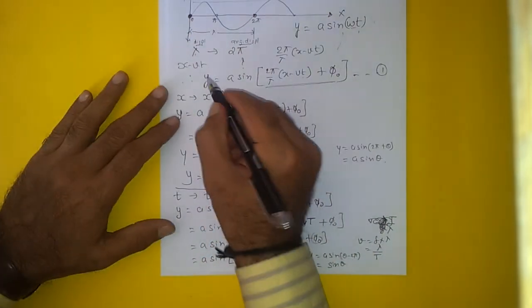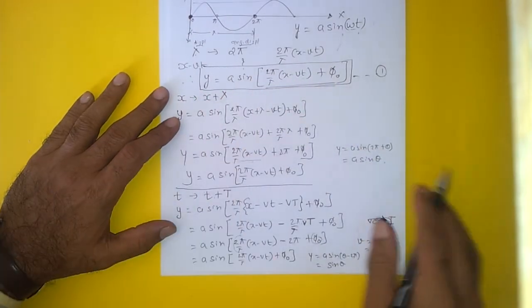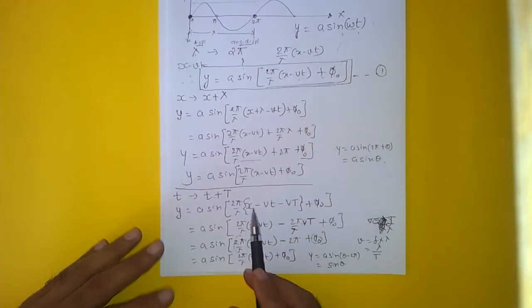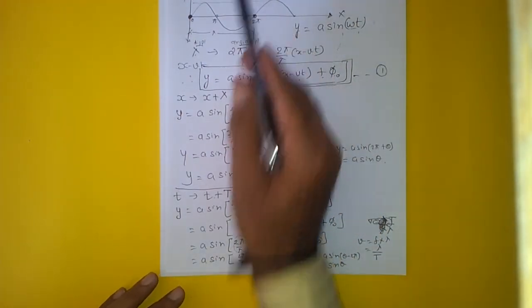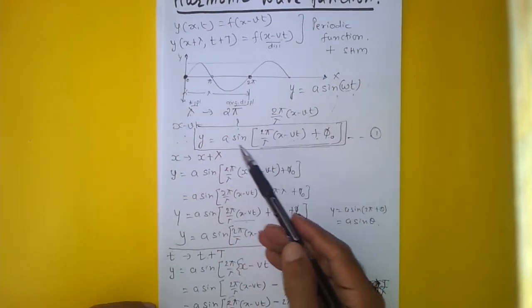So let's go back to this equation. This is the main equation that we have. This is the equation for the harmonic wave function, a sine of 2 pi upon lambda x minus vt plus phi 0. In the next video, we will once again talk about the harmonic wave function, and we will arrive at a couple of more equations for the harmonic wave function.